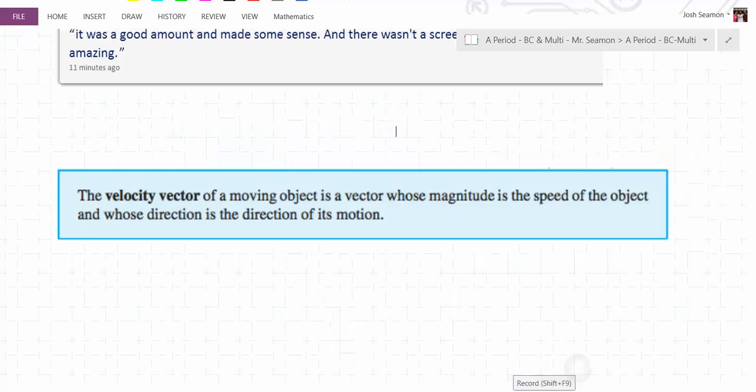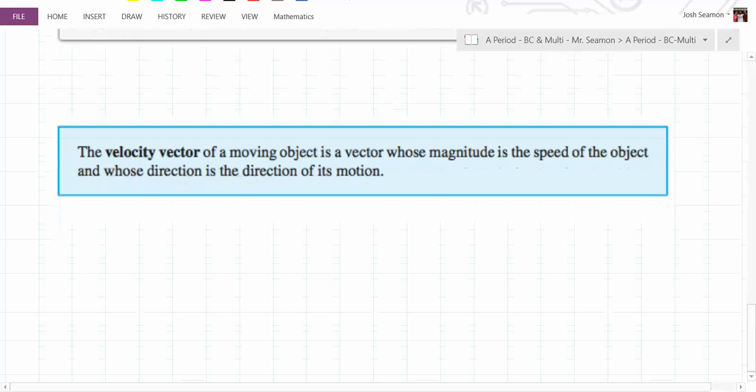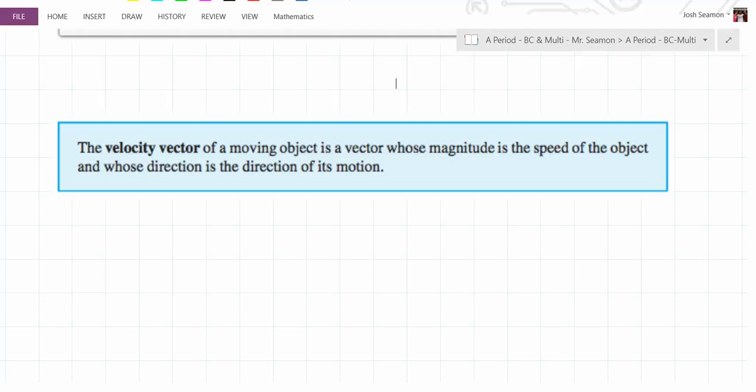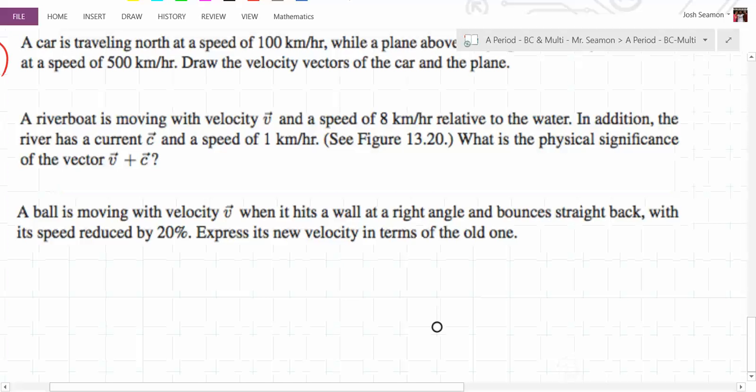There's no more vector introduction. What's nice is that many of these vectors you've seen before. For example, the velocity vector of a moving object is a vector whose magnitude is the speed of the object and whose direction is the direction of its motion. How many people have dealt with maximum speed? Yeah, 9. And that would happen if what is going on?